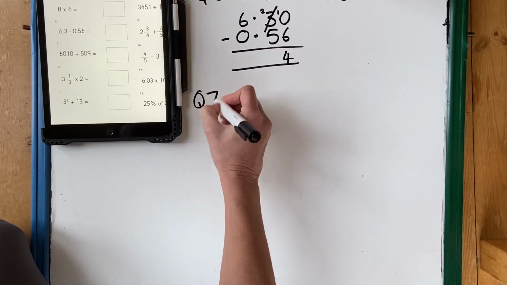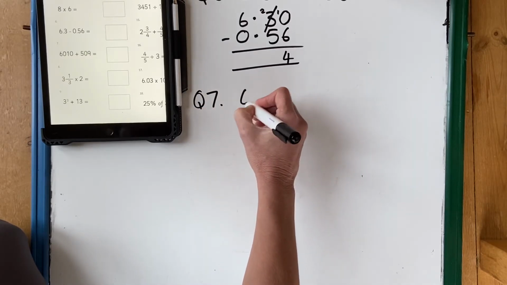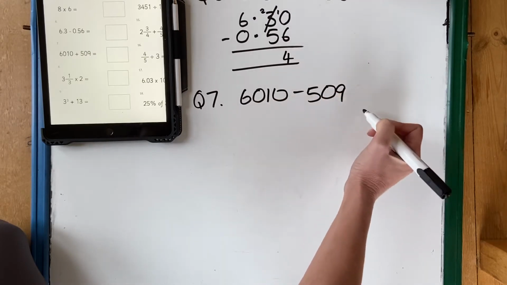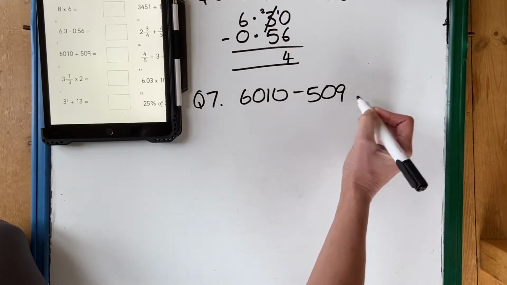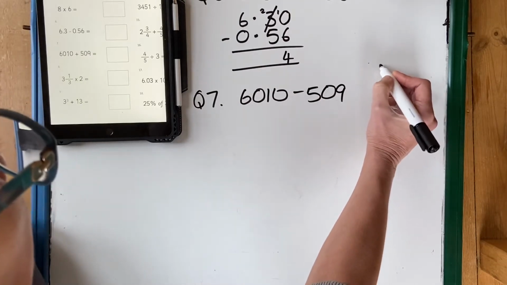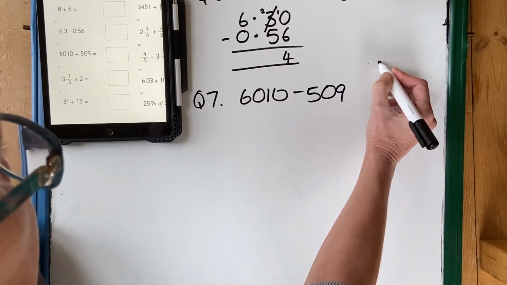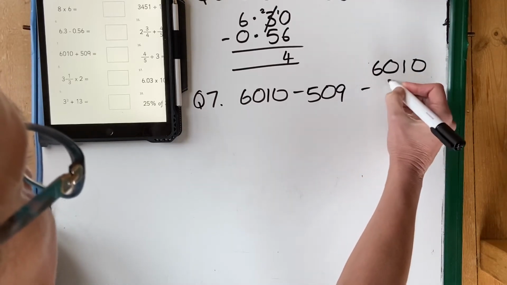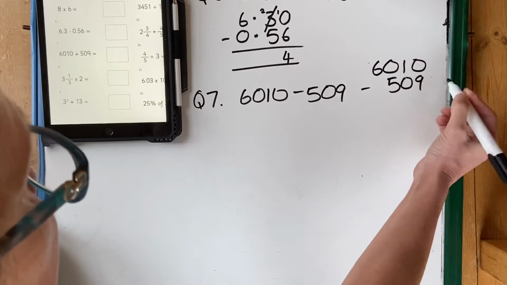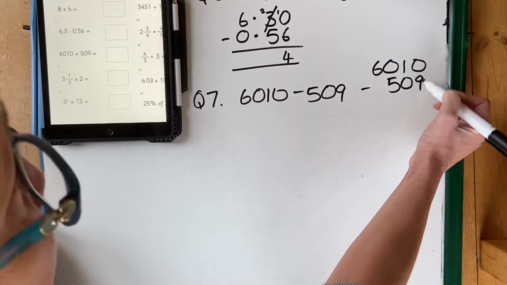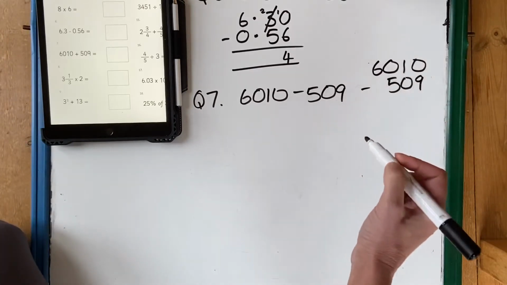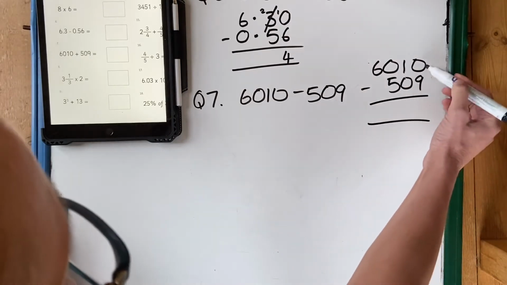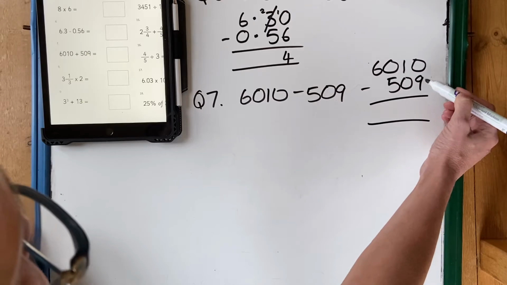Question 7. 6,010 subtract 509. So remember, when you're doing this calculation, make sure that you present it carefully in the correct column. So 6,010 subtract 509. Make sure the ones are in the same column, the tens are in the same column, and the hundreds are in the same column. 0 subtract 9, you can't do, so exchange.